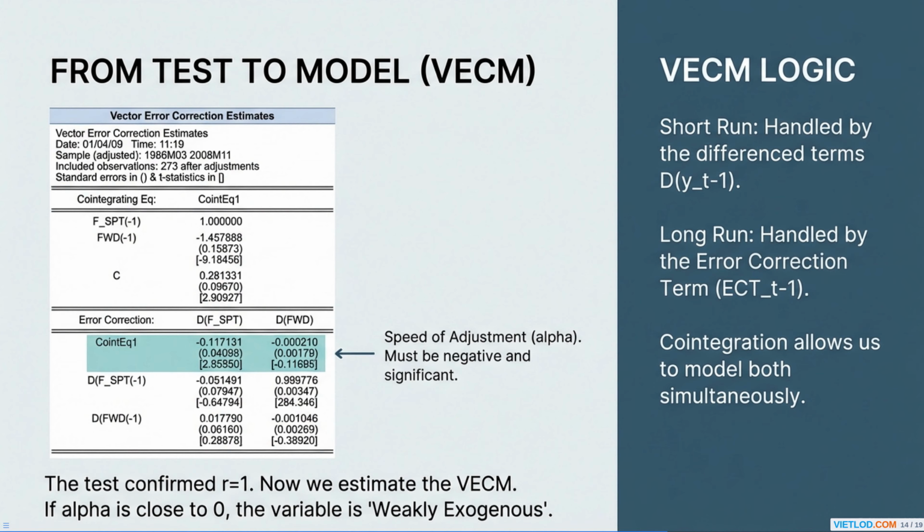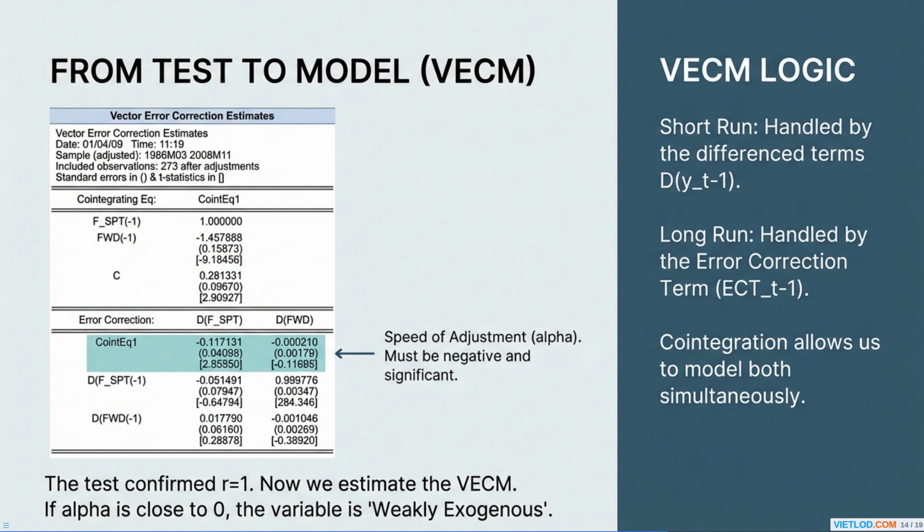Once cointegration is confirmed, we estimate a VECM, vector error correction model. This model is powerful because it captures both short-run and long-run dynamics simultaneously. The short-run dynamics are handled by the lagged difference terms of the variables, like d of y t minus 1. The long-run dynamics are handled by the error correction term, or ECT. The ECT is simply the lagged residual from the long-run cointegrating equation. It represents the deviation from long-run equilibrium in the previous period.